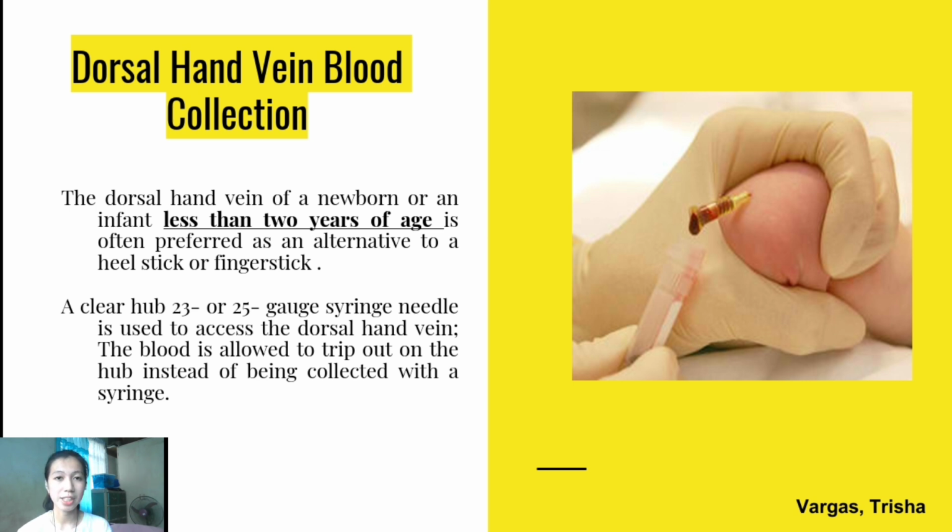When the veins in the antecubital fossa are unsuitable, venipuncture may occasionally be done in the hand vein, where the blood is drawn from the dorsum or the backside of the hand. The phlebotomist should make sure that the skin is stretched and the vein is firmly anchored before inserting the needle because the veins in the hand have a tendency to roll. For newborns and infants less than 2 years old, dorsal hand vein blood collection is often preferred as an alternative to heel stick and finger stick.